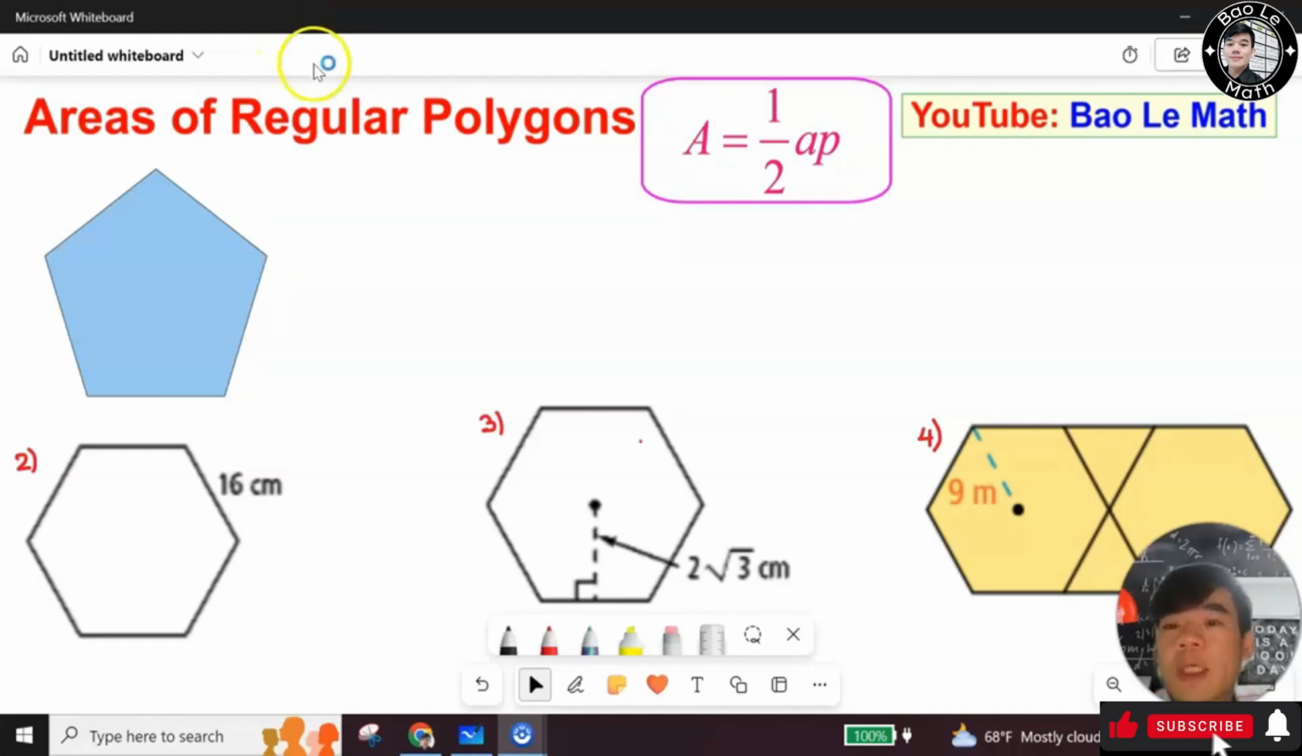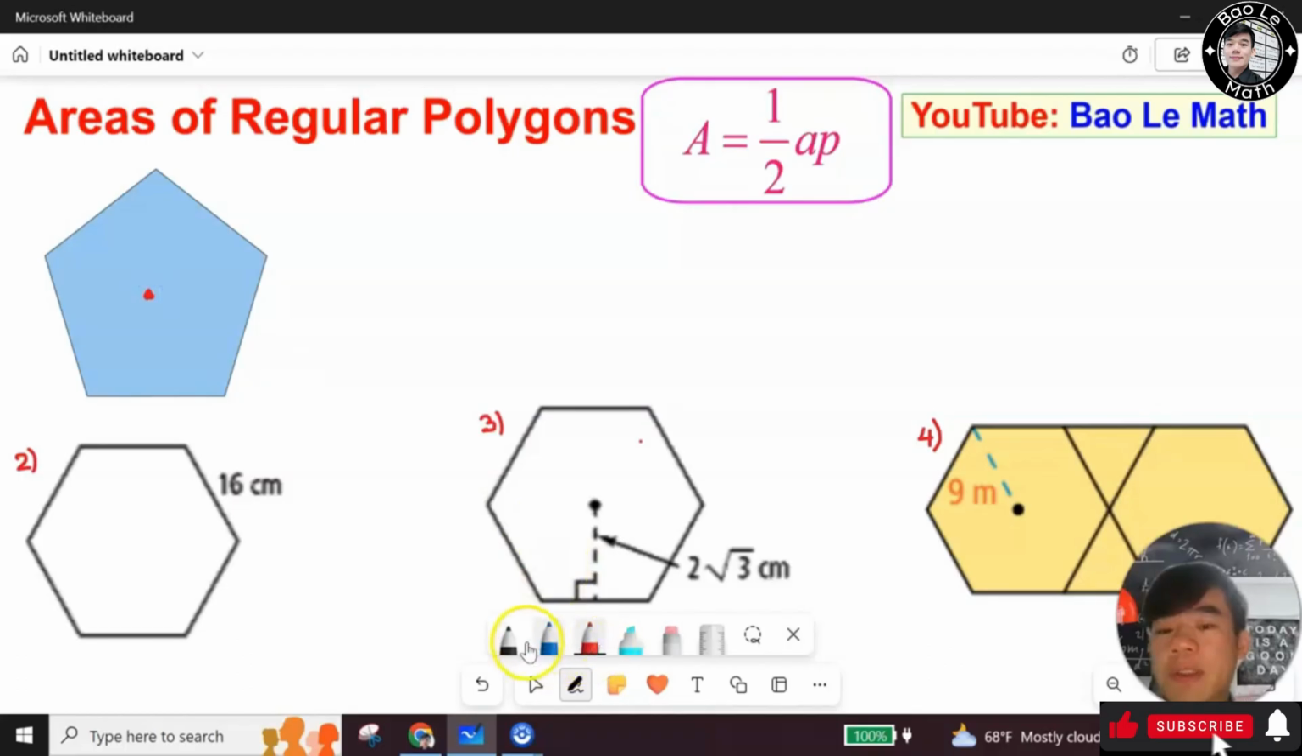Hello everyone. In this video, we're going to learn how to calculate the area of polygons. So let's take a look at this one. We have 5 sides, right? This is called a regular pentagon. Now every single regular polygon has a center. So this is the center right here.